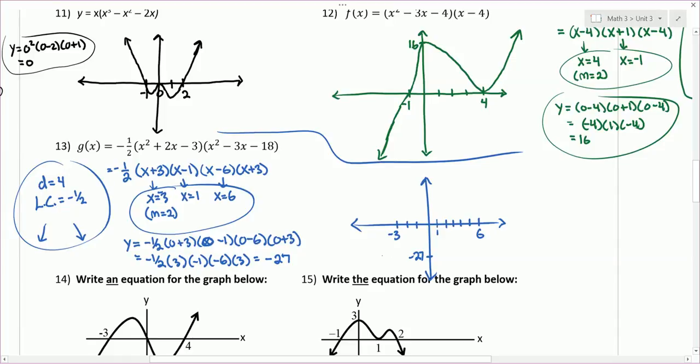Start with the left end pointed down. Move towards your first x-intercept, which is at negative 3. Going to bounce off negative 3 because it's a double multiplicity. Come down to negative 27. Go back to 1. Going to pass through 1 because it's a multiplicity of 1. Come back to 6. Go through 6 because it's a multiplicity of 1. And there's our sketch.